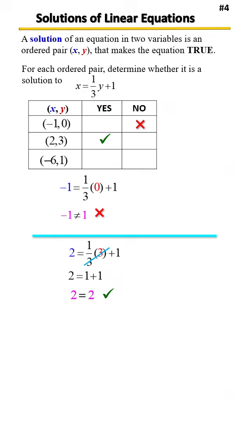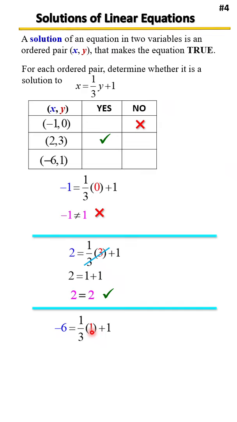We're going to go ahead and test the last ordered pair of -6, 1. We're going to remove the x and replace it with a -6, remove the y, and replace it with a 1. When we do so, it's going to look like so. Next, we're going to go ahead and combine these.